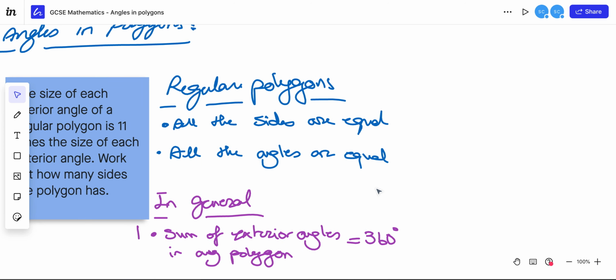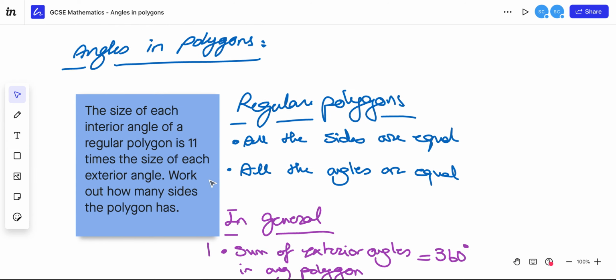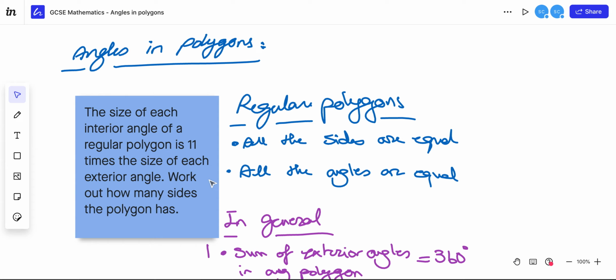Regular polygons, the word regular is very important because that way we know all the sides are equal and all the angles are equal. This question is one of the questions that does come up in foundation and higher papers in Edexcel examination questions.